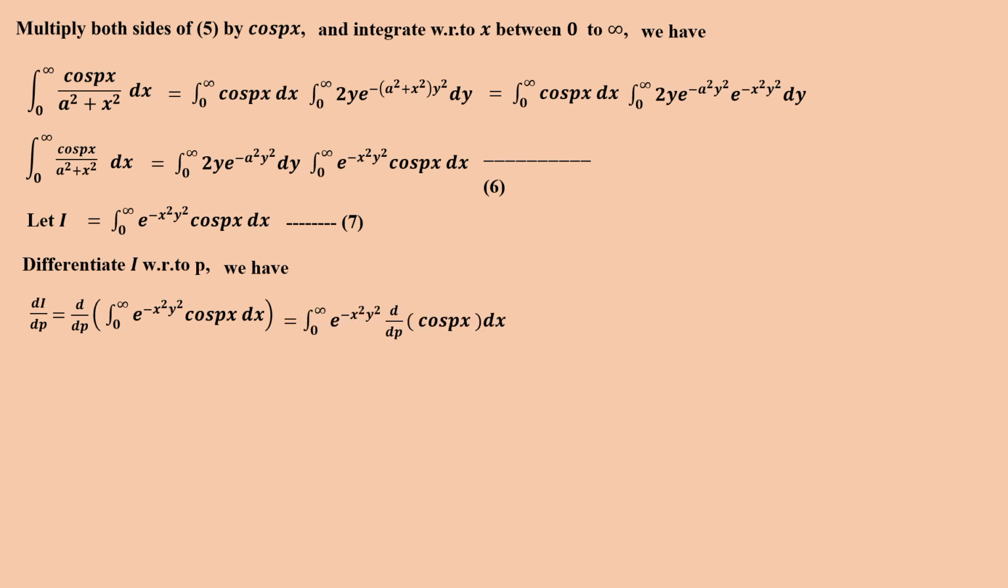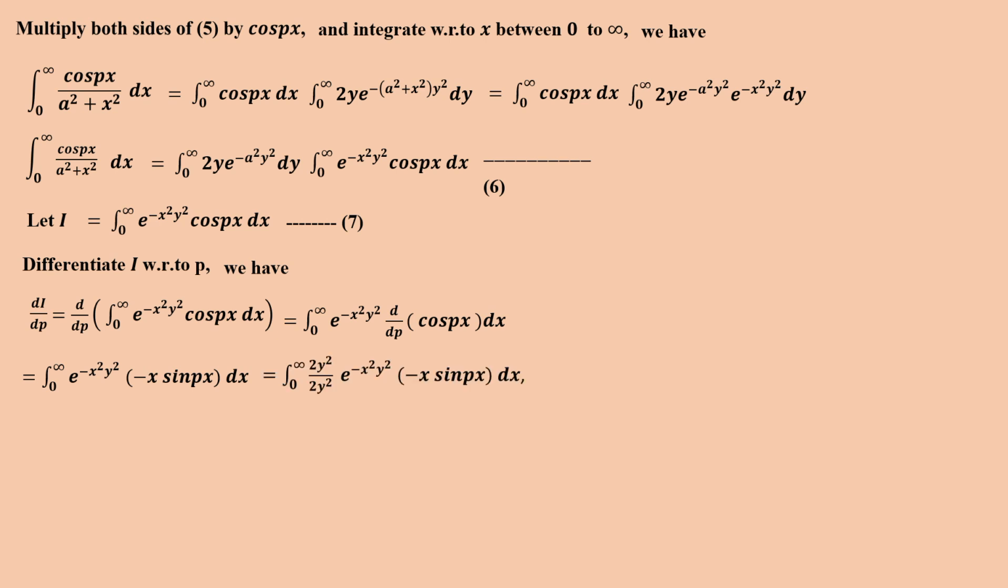So again, without loss of generality, we are taking the differentiation inside the integration, and this is with respect to p. Then d by dp is applicable only for cos px, because no other term has p. So it is equal to the integral from 0 to infinity of e power minus x square y square d by dp of cos px dx, which is equal to the integral from 0 to infinity of e power minus x square y square times the differentiation of cos px. The differentiation of cos is minus sine, and the differentiation of px with respect to p gives x, so minus x sine px dx.